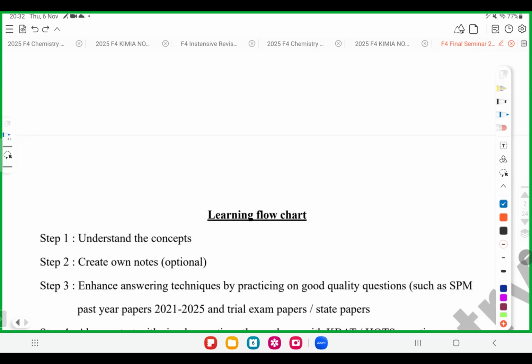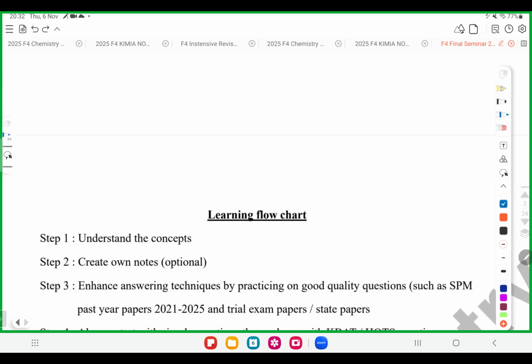Of course, if you want to, you can do, but the problem with those exercises is that sometimes they are not following the proper SPM format. Sometimes you do the question from Pelangi, Sasbadi, or whatever publisher it is, the question might not follow SPM format. The question might be too easy or too hard. So it's not that helpful.